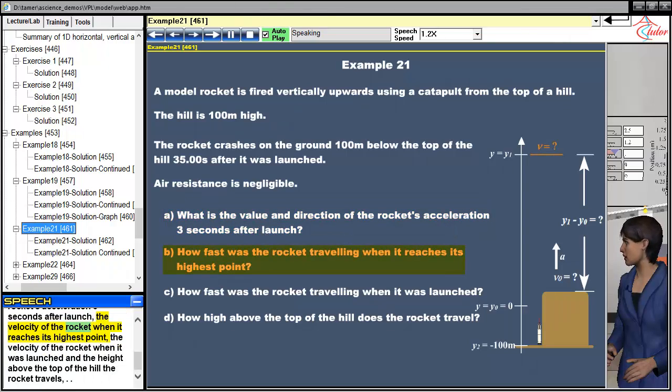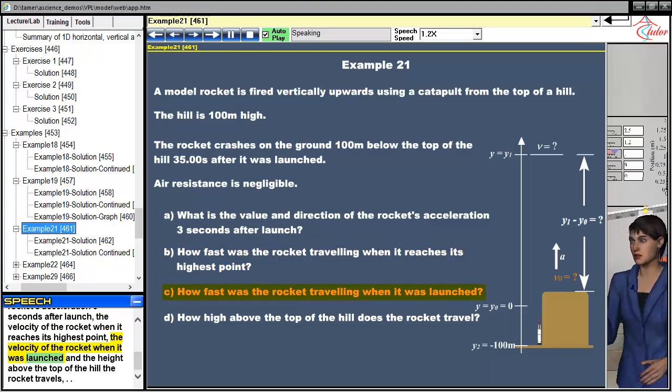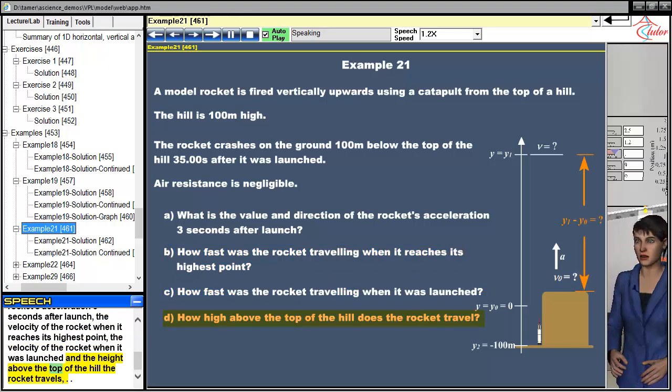The velocity of the rocket when it reaches its highest point. The velocity of the rocket when it was launched. And the height above the top of the hill the rocket travels.